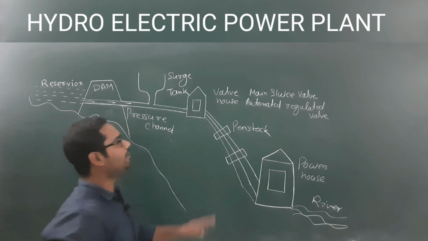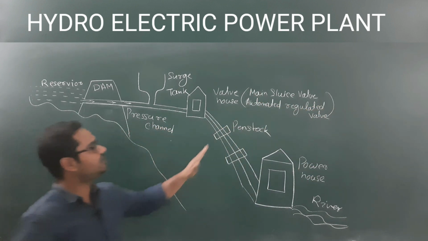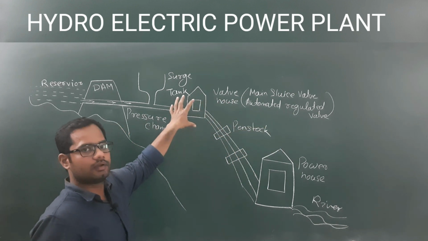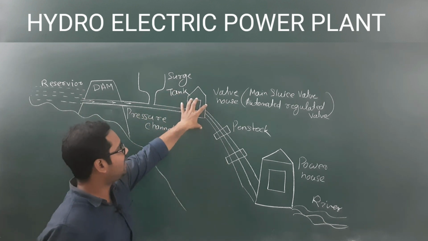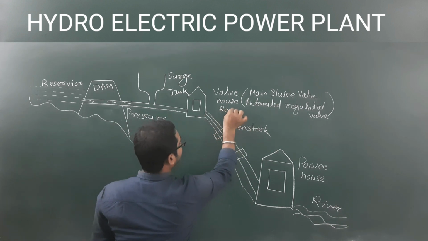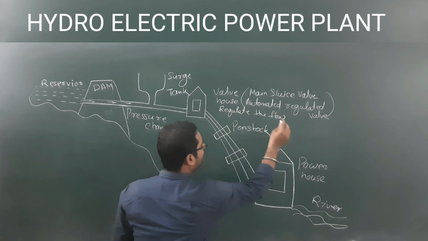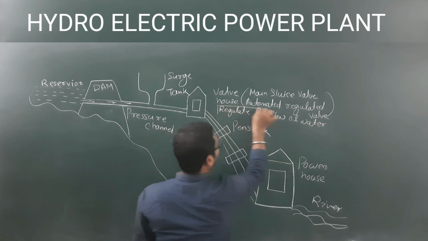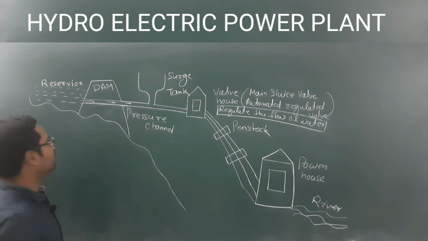Okay, so in the valve house, mainly two valves are there. One is the main sluice valve, another one is your automated regulated valve. These two valves will regulate the flow of water from reservoir to penstock. This valve house will regulate the flow of water.